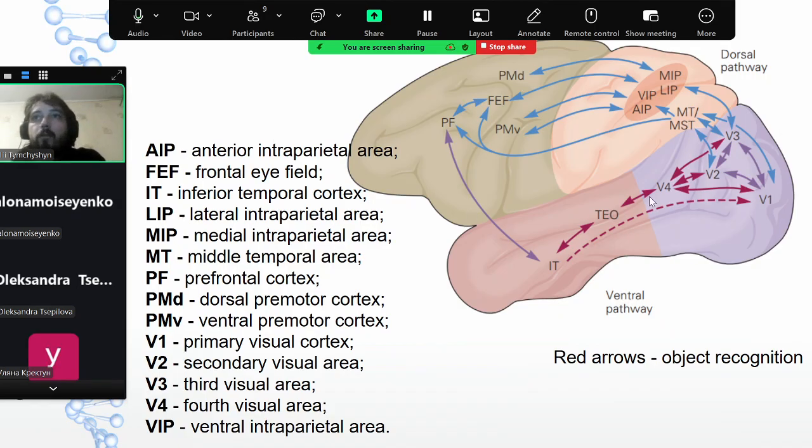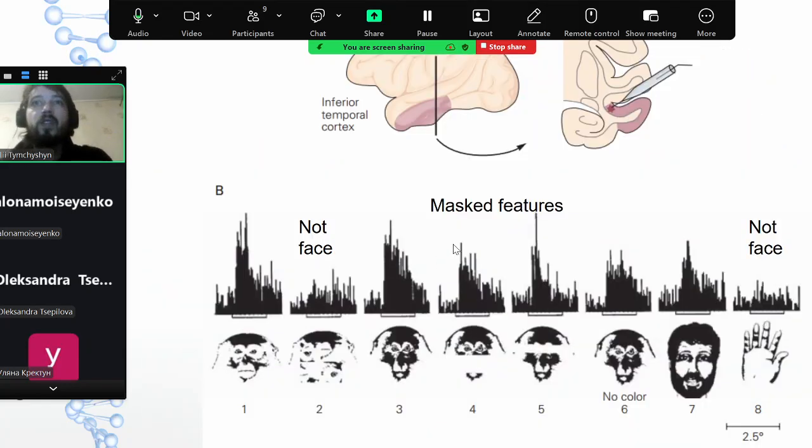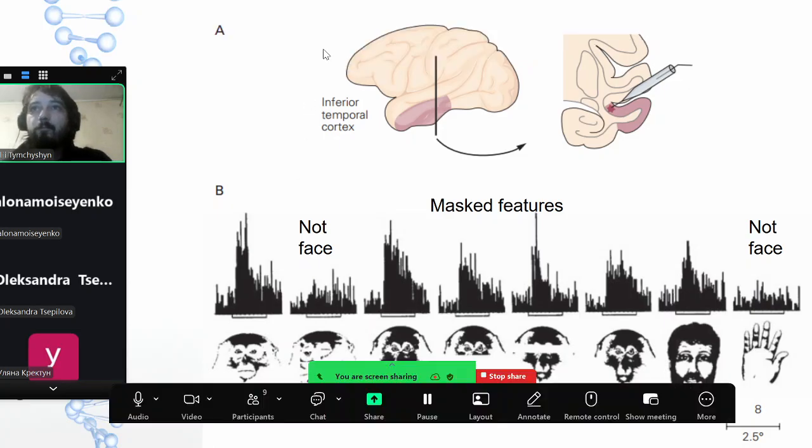But anyway, some pathways are known, and we know that damage to certain pathways may lead to some interesting effects. I have an example for you at the end of the lecture, but we will get to that. I guess you will like it. Good. So here is one more example.